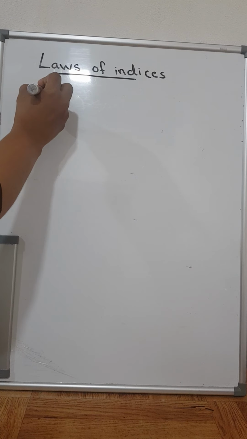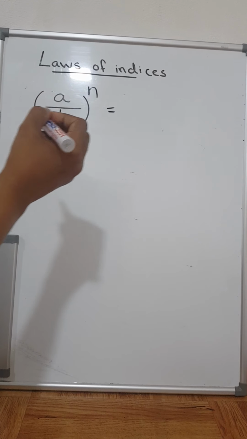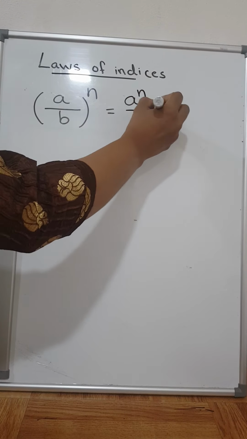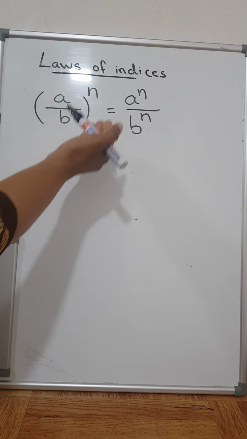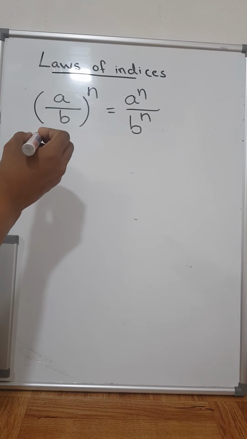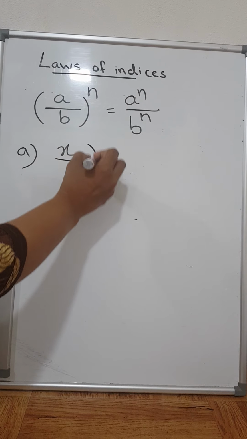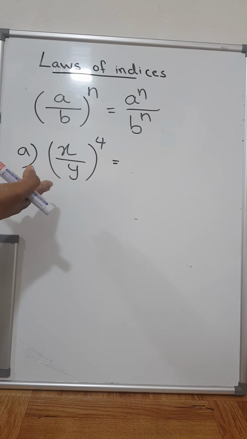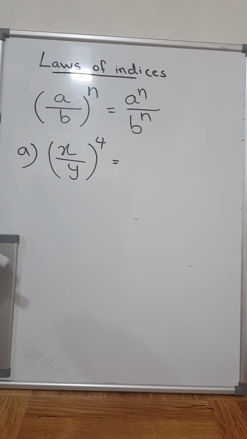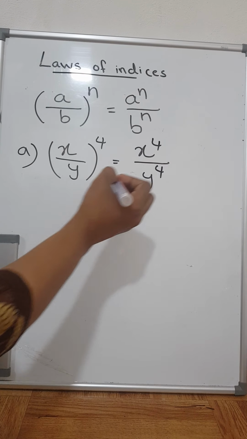According to the second rule, (a divided by b) all to the power n is equal to a to the power n divided by b to the power n. Almost the same as the first one. When we remove the bracket, both a and b are getting the power n. Let's see some examples. (x divided by y) to the power 4. Now we will remove the bracket. That means both x and y should get the power 4. So x to the power 4 divided by y to the power 4.